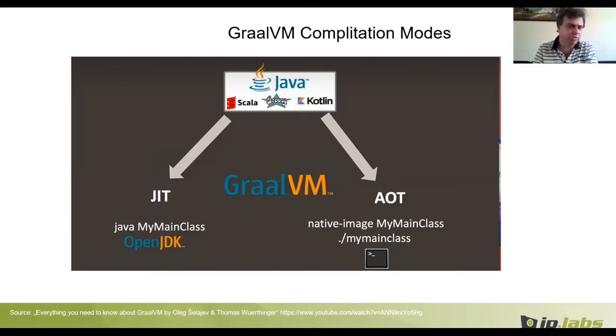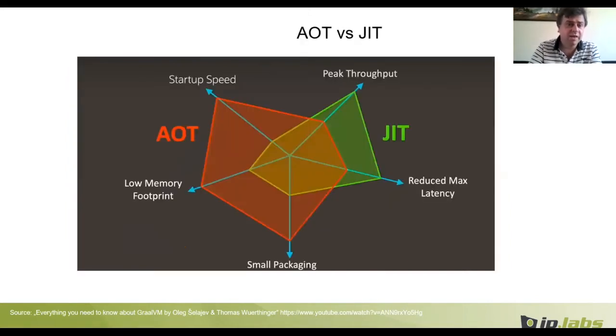So you are not forced to use one or the other. You can think about the situation: is it serverless? Is it a microservice? And decide what's the best situation for you. And everything has trade-offs. So the ahead-of-time compiler is good for startup speed, low memory footprint, and small packaging. This is something very important for the serverless world. And the just-in-time compiler is optimized for peak throughput and reduced max latency.